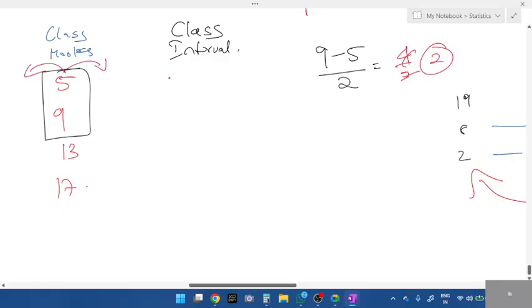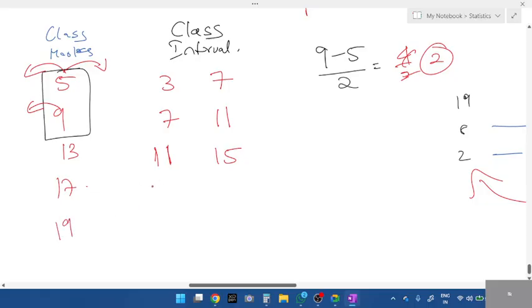What is 5 minus 2? 3. 5 plus 2 is 7. Use 2. What is 9 minus 2? 7. 9 plus 2? Be quick. 11. Next, 11 and 15. Tell me the last one.